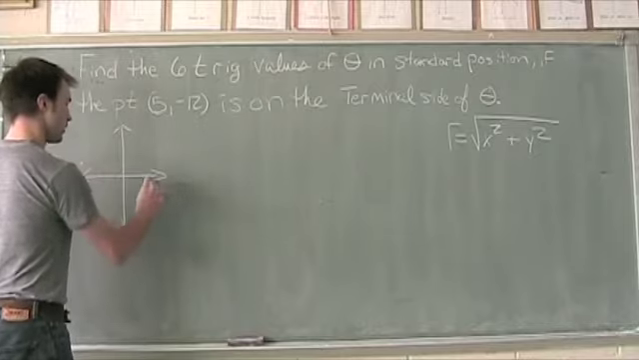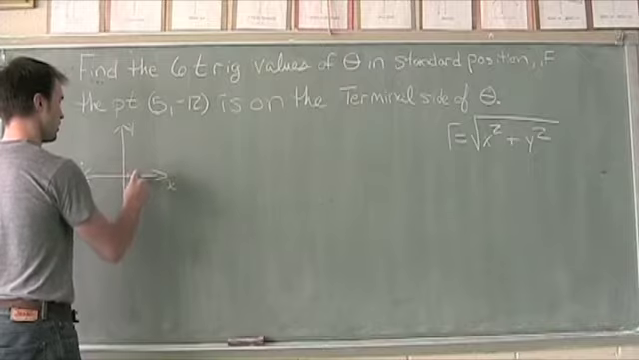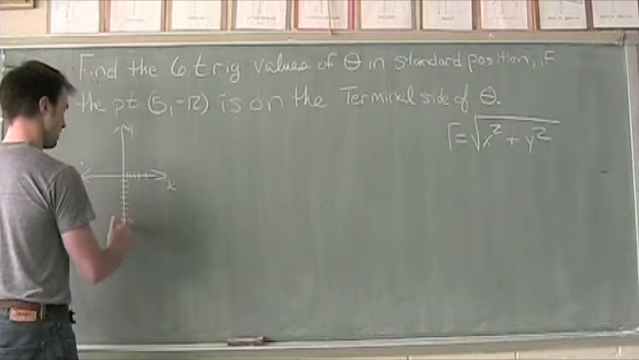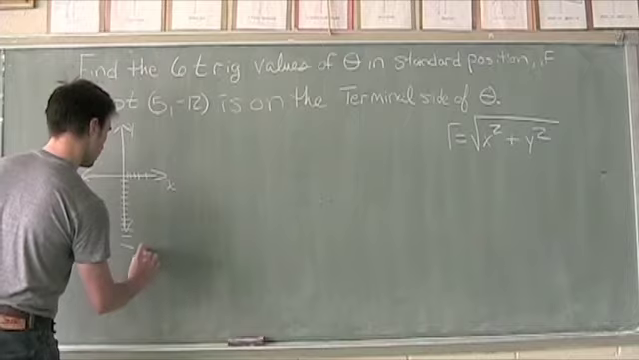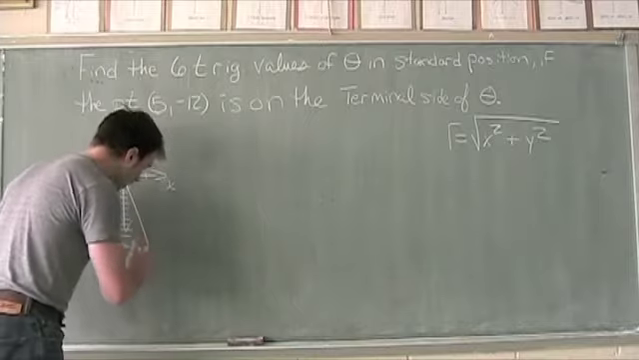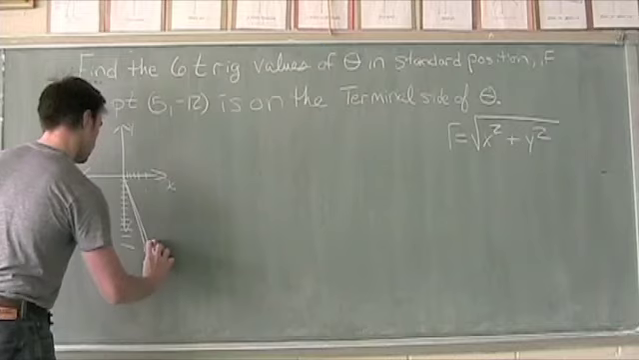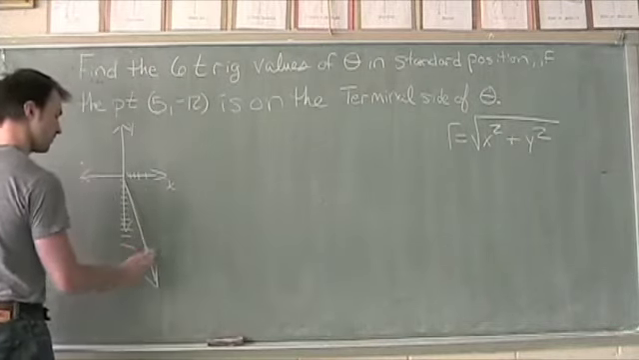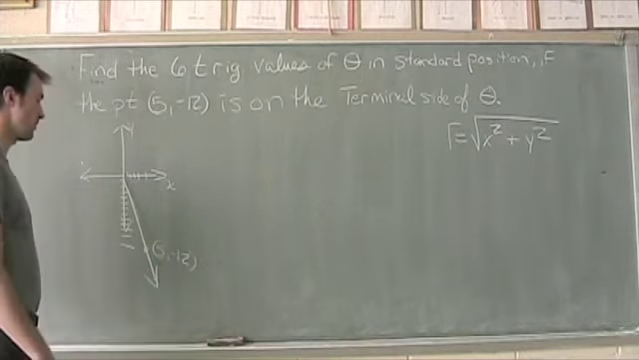So, quickly draw out your Cartesian plane, where here we have x and here we have y. We're looking at a point positive 5, negative 12. 1, 2, 3, 4, 5, 6, 7, 8, 9, 10, 11, 12. 5, negative 12 is right down here. So, as we draw our line going from the origin down to our point 5, negative 12, let's identify our theta value.